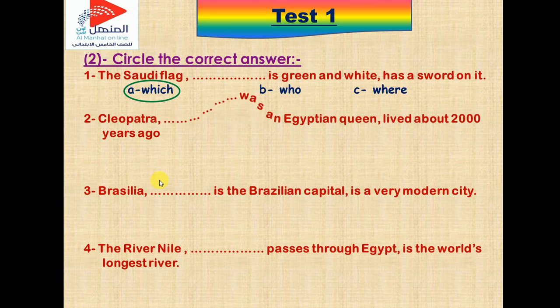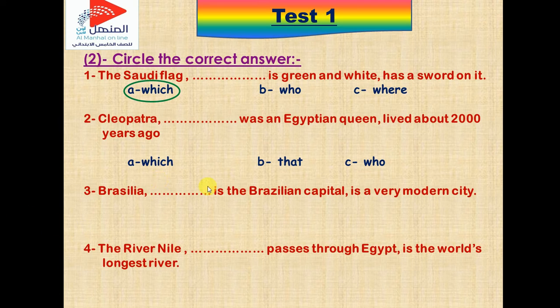Yes, excellent. I just said it. Can we say Cleopatra, which? No, because we're talking about a lady, about a person. Cleopatra, that? No, because also, alright? Here we have to use who. Cleopatra, who was an Egyptian queen, lived about 2000 years ago.